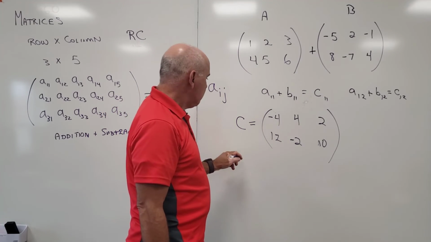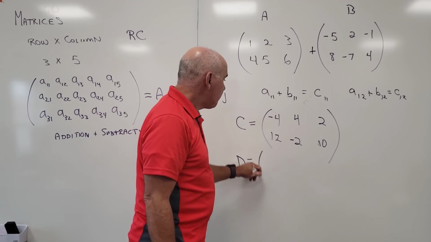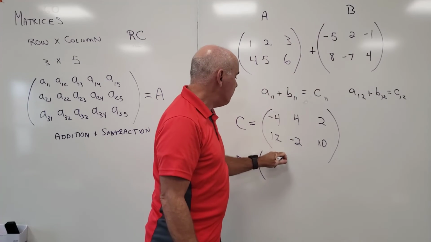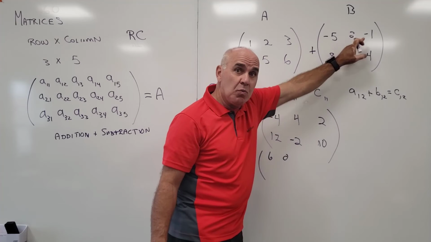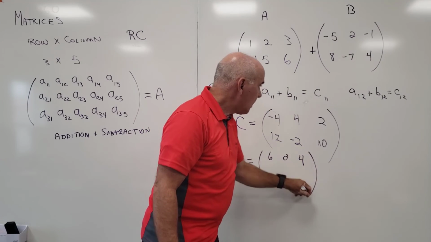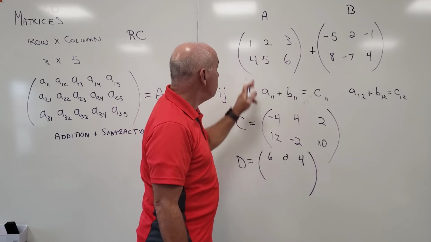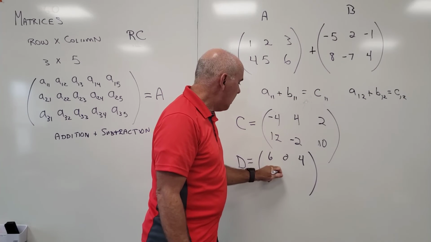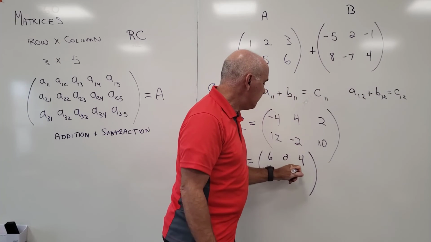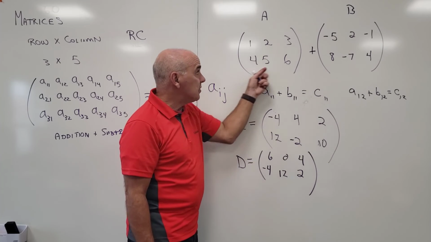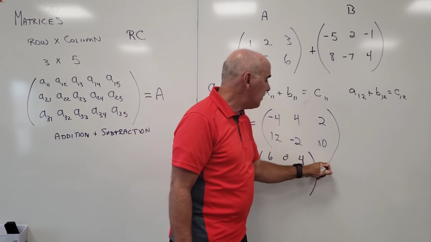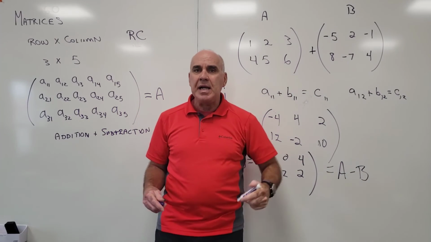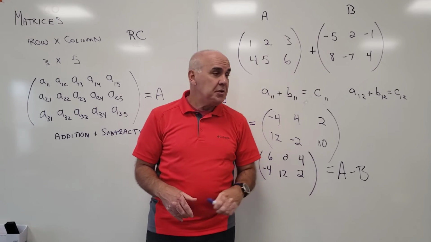Subtracting would be very similar. I'll call that D for the difference. And I'm just going to subtract. 1 minus a -5 is 6. 2 minus 2 is 0. 3 minus a -1 is 4. Close that off. 4 minus 8 is -4. 5 minus a -7 is 12. And then 6 minus 4 is 2. And so that would be the difference between these two matrices. That's going to be A minus B. Right? That's A minus B. And that's how we add and subtract matrices. So it's really pretty simple, pretty straightforward.